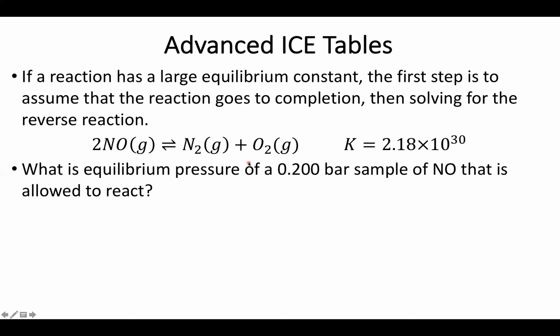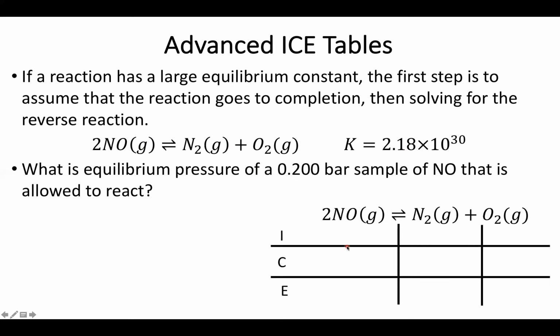So let's go ahead and try and build up an ICE table, assuming that we have an initial pressure of 0.2 bar of nitrous oxide. So here's going to be the big thing. Since that equilibrium constant is going to be rather large, let's go ahead and start by assuming my initial concentrations, and then saying, if I let this react, I'm really not going to have that much nitrous oxide left.